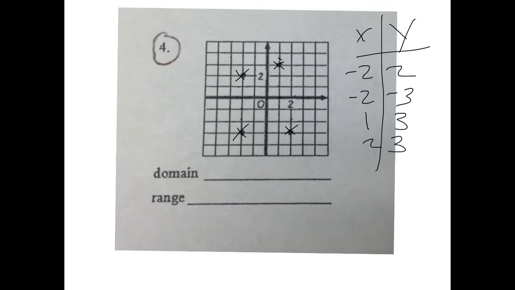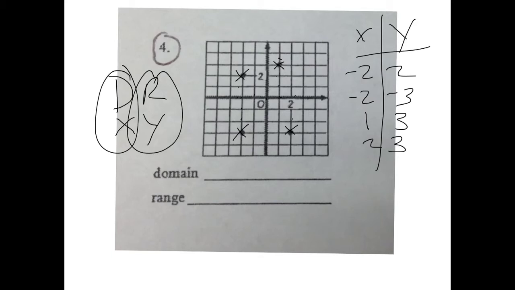Okay. Domain. Remember, Dr. XY, domain is X, range is Y. So these are all of our domain values, and we list them in order. Negative 2. We don't list repeaters. 1, 2. Our range is our Y's. Same thing here. We go in order. Negative 3, positive 2, and 3. And we don't list repeaters.